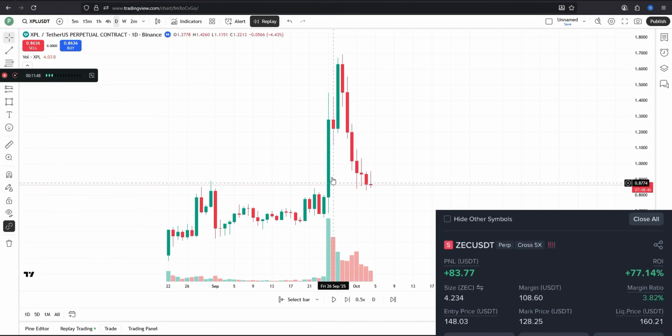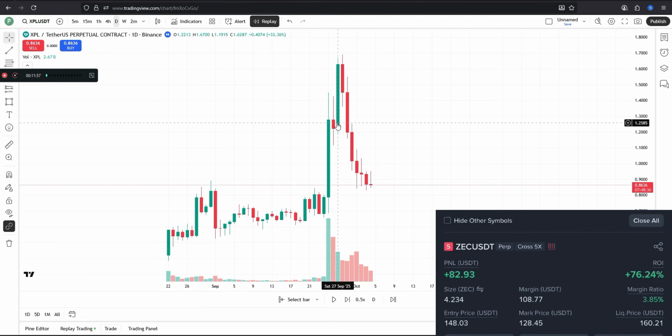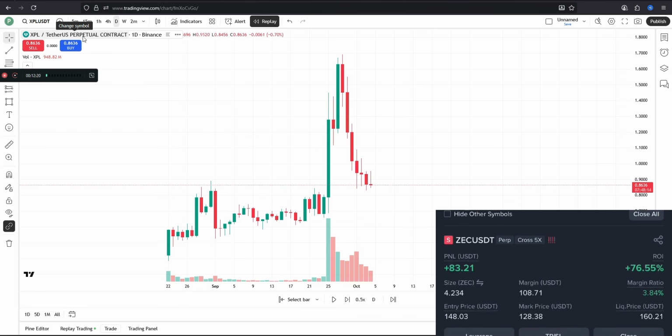You see, SPL had a huge pump in the last few days, around September 27. Just look at the huge dump that happened after. So that is how to make over $80 using what we call the double top with the confirmation, especially for coins that are already top gainers or who are already in the top gainer section.